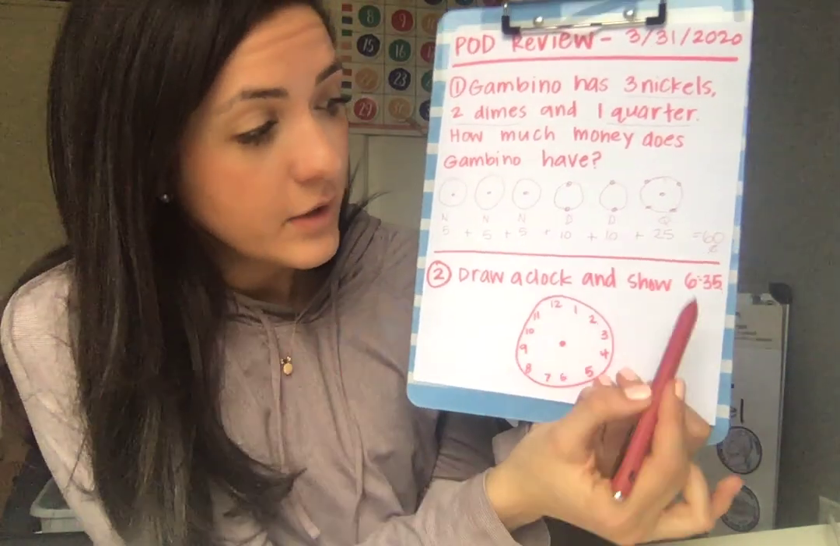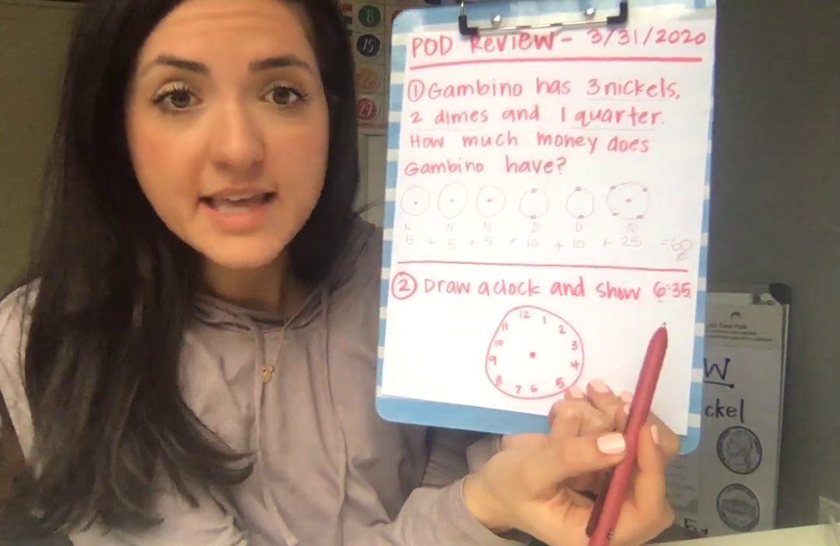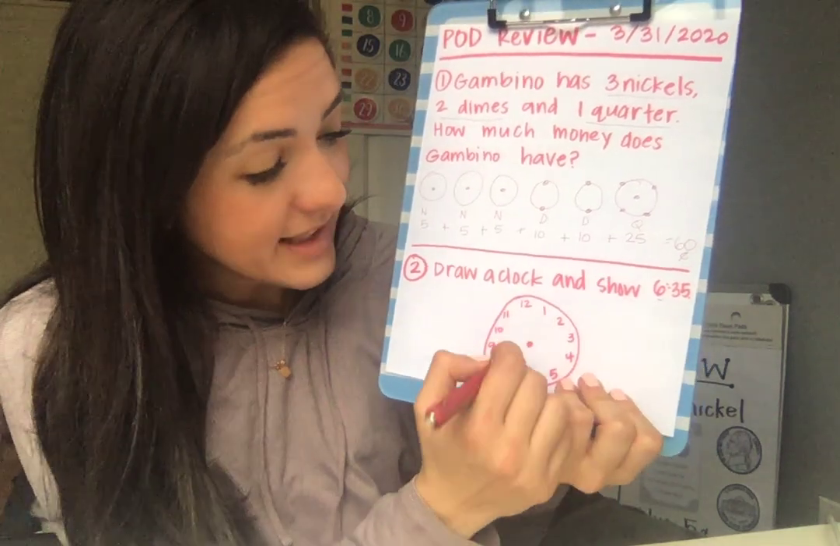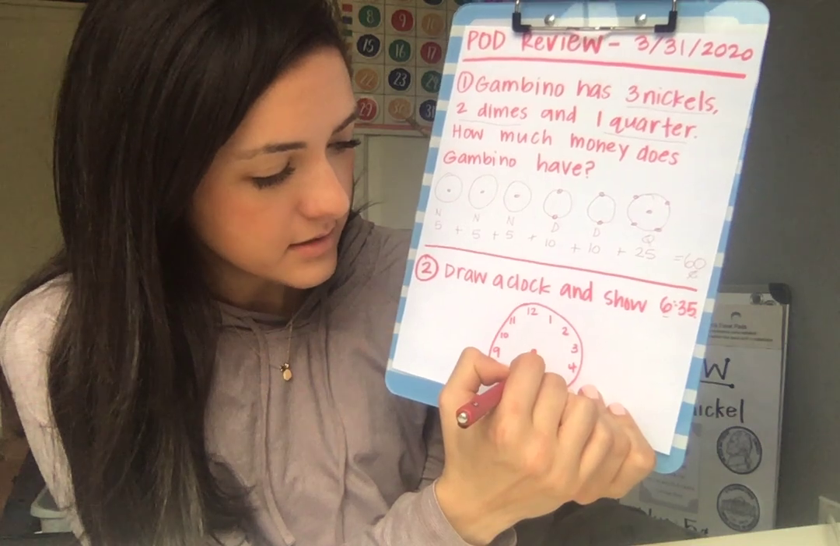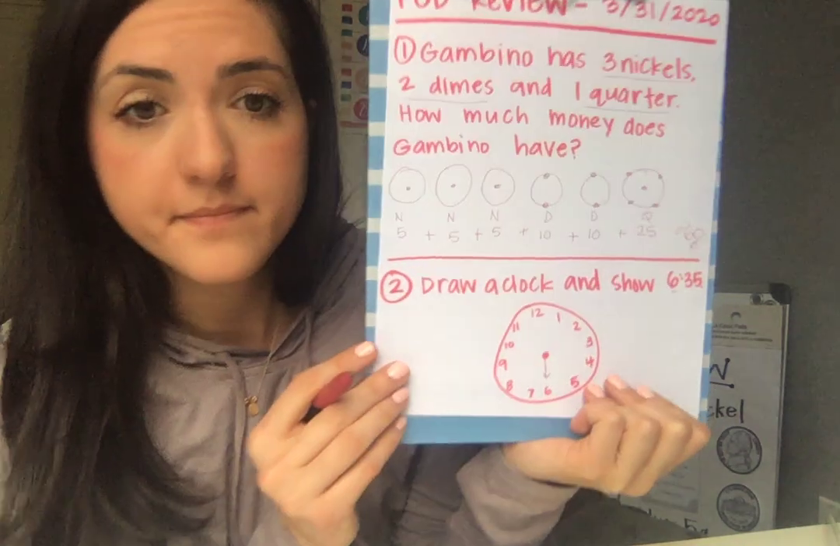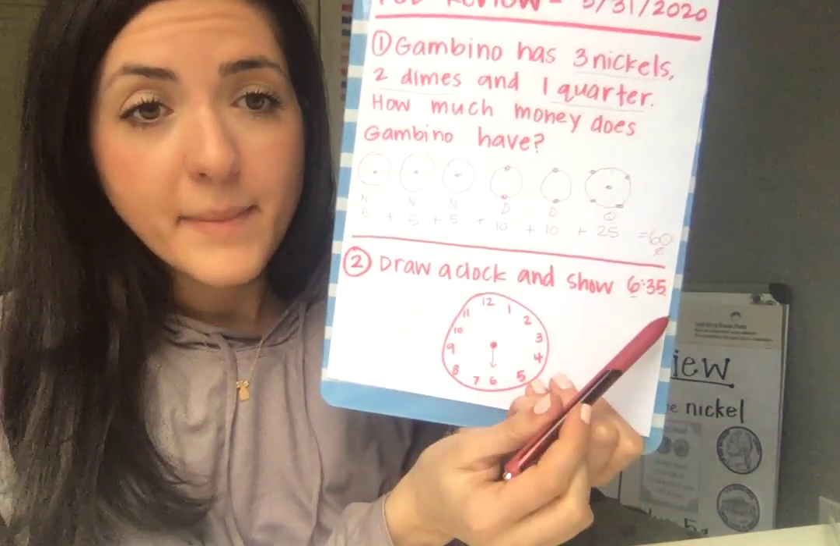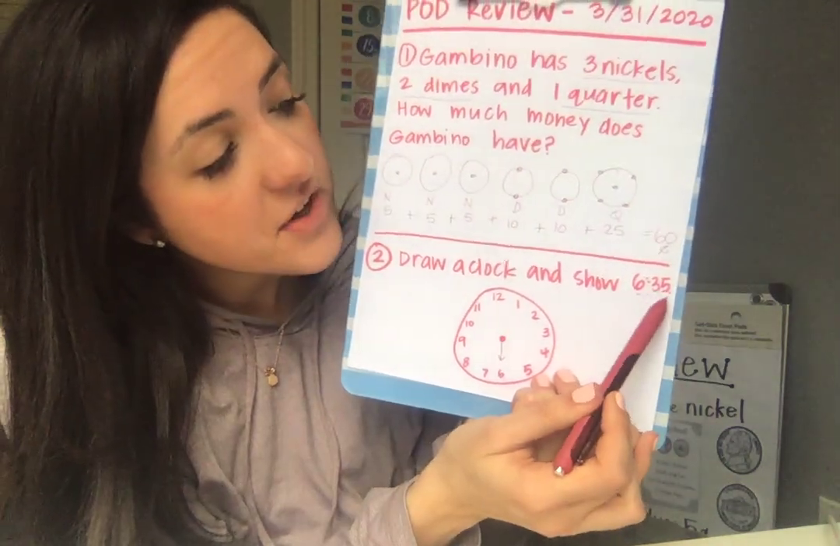The hour hand. When I look at the time I'm going to draw, I see a 6 where it shows the hours. So my little hand, or my short hand, is going to point to the 6 like that. Then my minutes, it is 6:35.